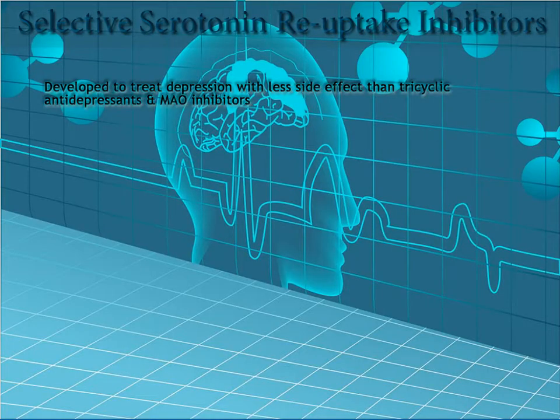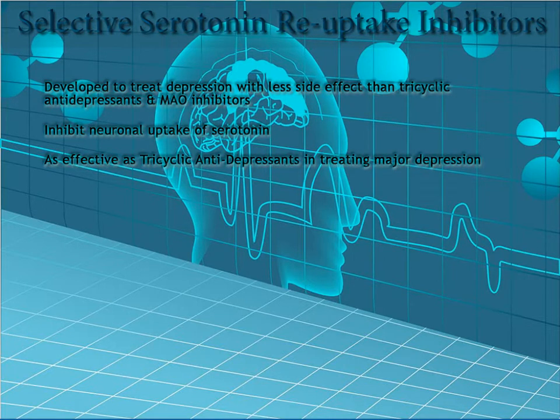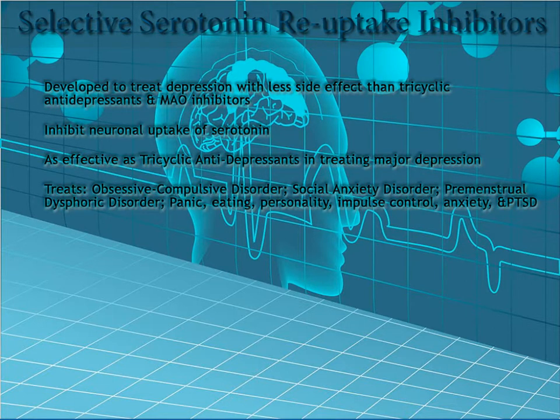SSRIs were developed to treat depression with fewer adverse reactions than tricyclic antidepressants and MAO inhibitors. They inhibit the neuronal uptake of serotonin, thereby increasing the amount of circulating serotonin. They are as effective as tricyclic antidepressants for major depressive episodes. They are also used to treat obsessive-compulsive disorder, social anxiety disorder, premenstrual dysphoric disorder. SSRIs may be useful in treating panic, eating, personality, impulse control, anxiety, and post-traumatic disorders.